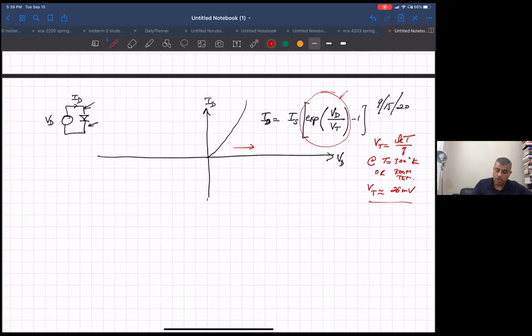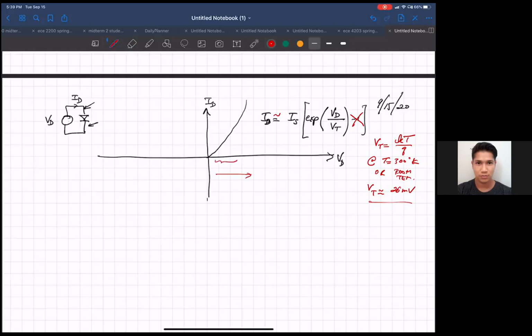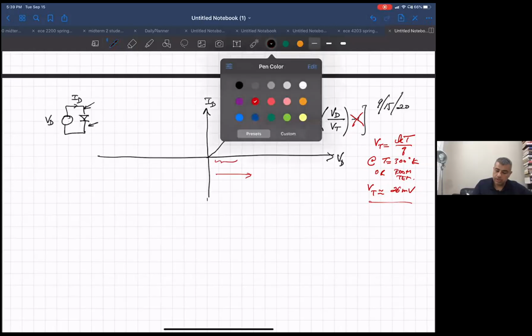So for all purposes, when we're in this region, when V sub D is going in this direction, we just get rid of this 1. So I sub D is approximately I sub S times the exponential of V_D over V_T out here, very quickly. So that's the equation we pretty much need to remember there.